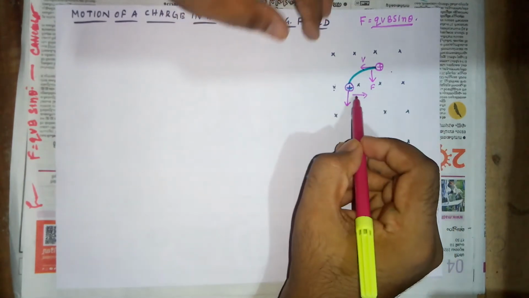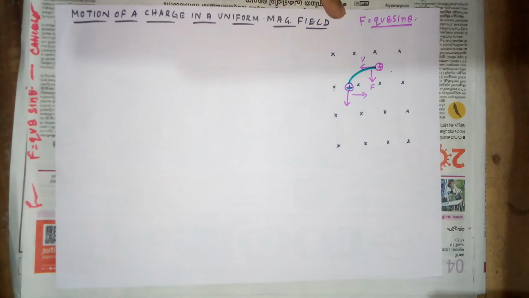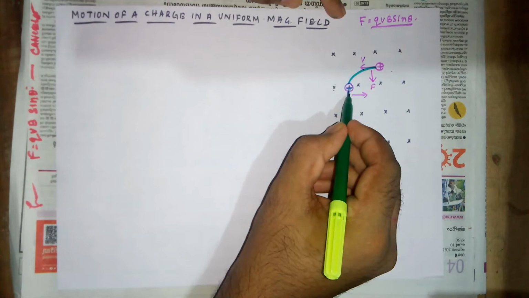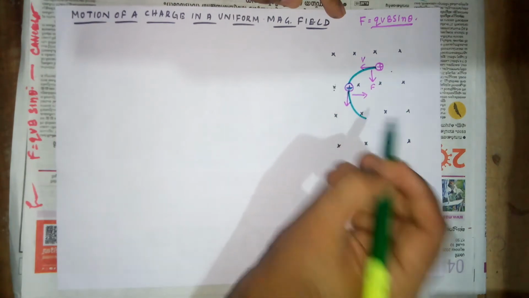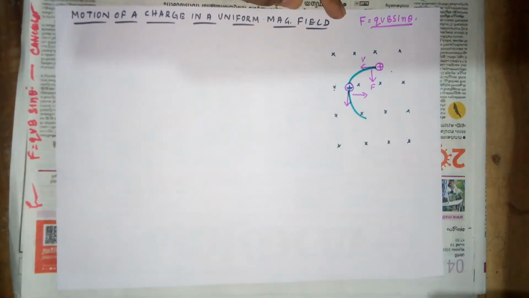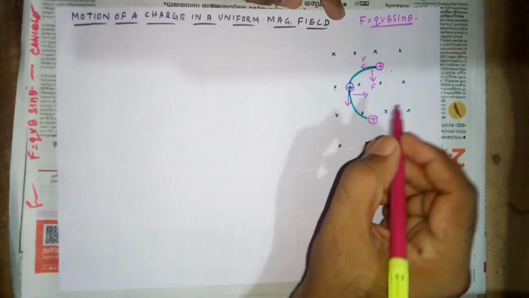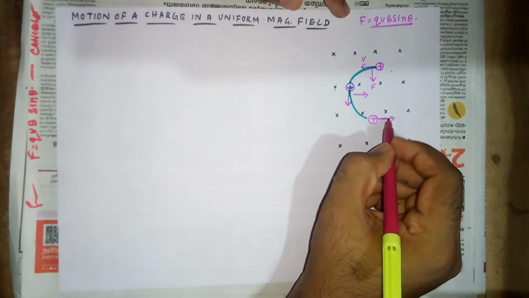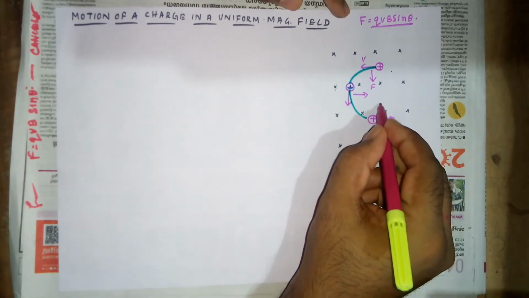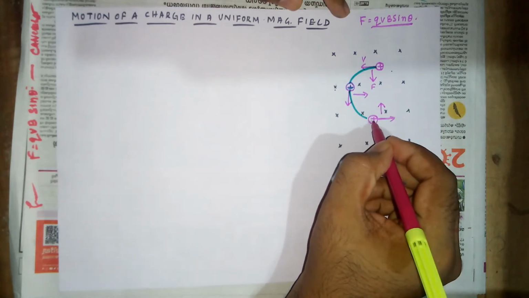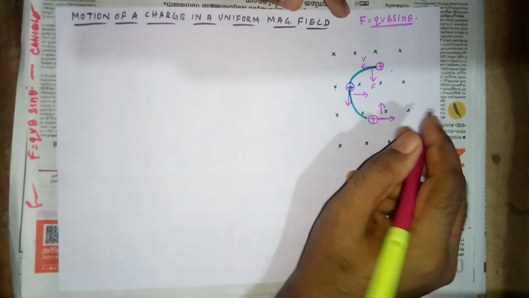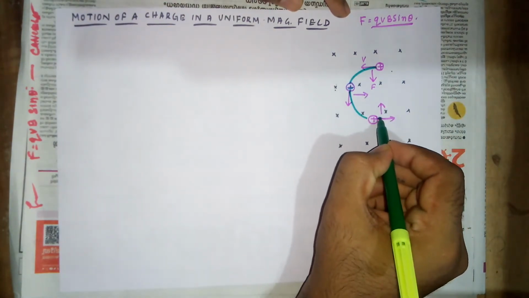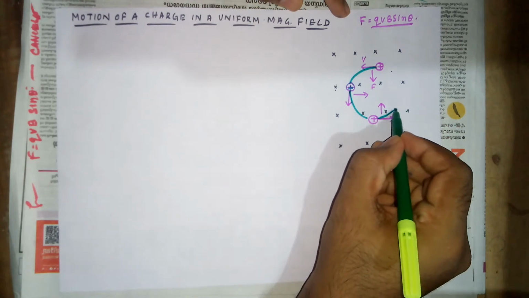As this is the direction of the force, the charged particle will be deflecting in this way. It will be reaching here, suppose the positive charge is reaching here. Now again it will be experiencing a velocity in this direction, and because of that velocity it will be experiencing a force in the upward direction. Again by using Fleming's left hand rule, I am not showing it for all the positions, you can check it. Because of this force, this charged particle will move here.